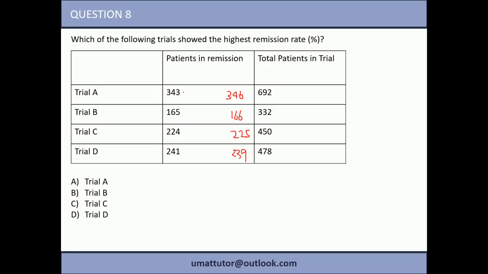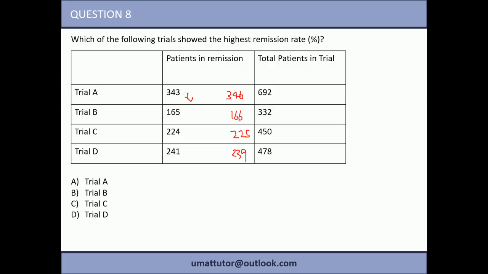So you can see here, 343, that's a bit below 346. Just to make that clear, that's a 4, not a 9. So the 343 here is a bit below 346. That means that the actual remission rate for trial A is a little bit below 50%. So it's a little bit below 50.